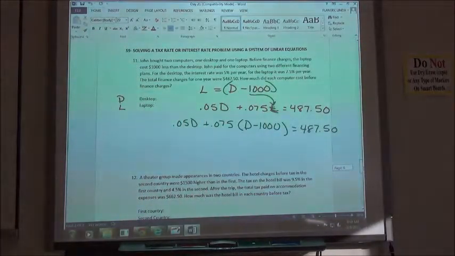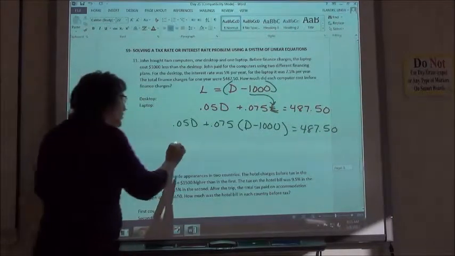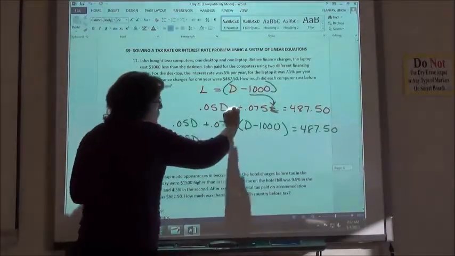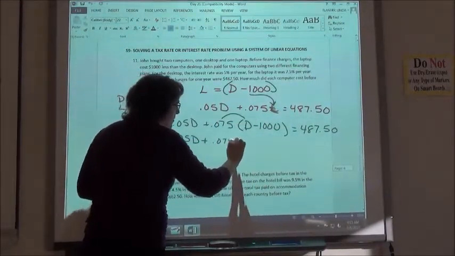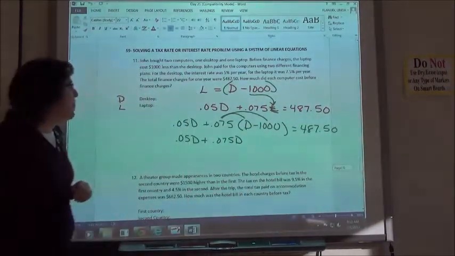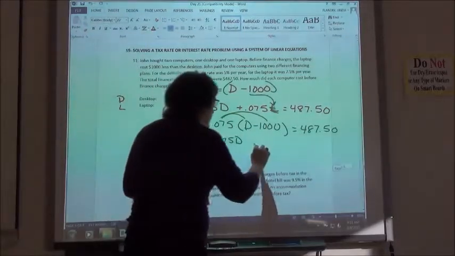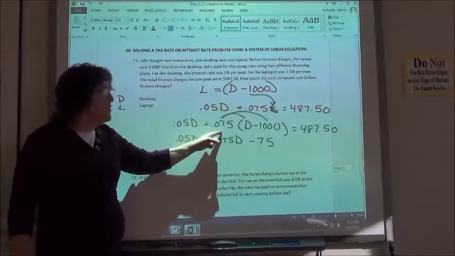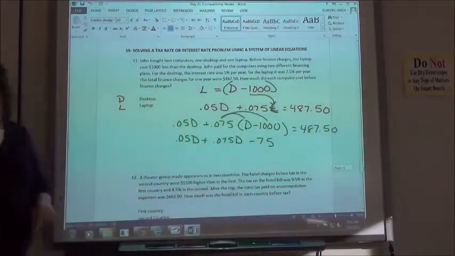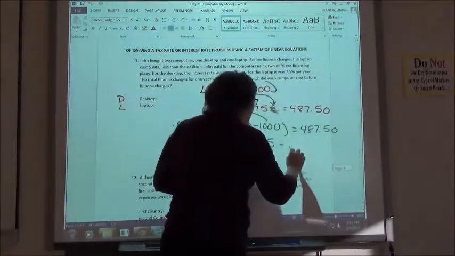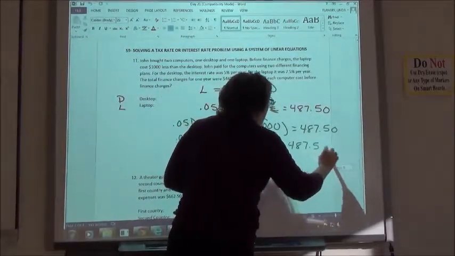Now I have an equation that only has one variable, and I can go ahead and solve that. So 0.05D plus, using my distributive property, 0.075D, and then I've got to take 0.075 times negative 1,000, which should be negative 75, because if I'm multiplying by 1,000, I just move my decimal 3 places, or I use my calculator, equals my 487.50.